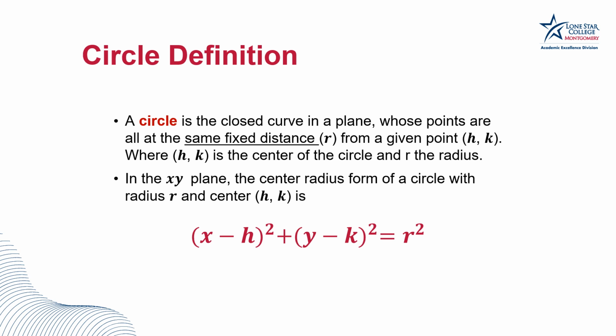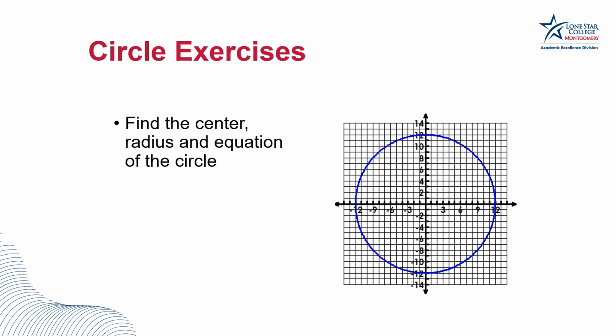So now let's talk about the equation for a circle. A circle is a closed curve in a plane whose points are at some fixed distance r from a given point h, k, where h, k is considered the center of the circle. So in the xy plane, the center radius form of a circle, which is a common form you'll see the circle equation in, is x minus h squared plus y minus k squared equals r squared. So applying that knowledge, let's look at this example here.